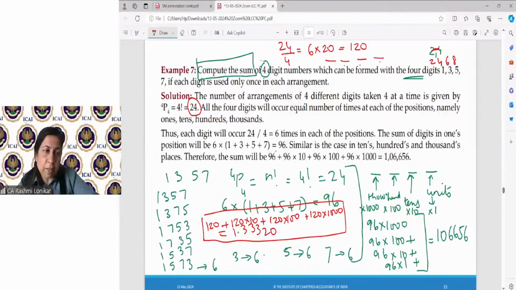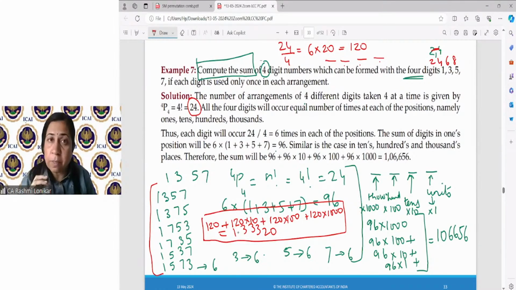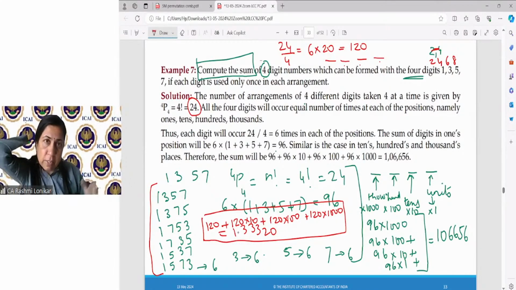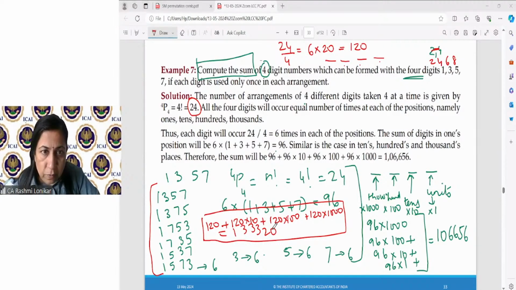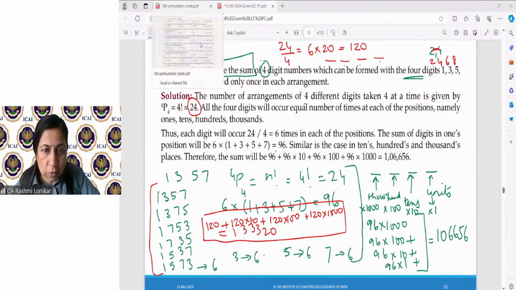यहाँ पे करके दिखाया मैंने, एक के लिए करके दिखाया इस एग्जाम्पल में. ऐसे आप किसी भी एग्जाम्पल के लिए कर सकते हो. So it is going to be repeated 6 times. So 6 into whatever the addition of those numbers is. And for each of the places, unit, tens, hundreds, and thousands, you are going to multiply. So now everybody has understood? Yes, please put in the chat box whether or not you've understood.